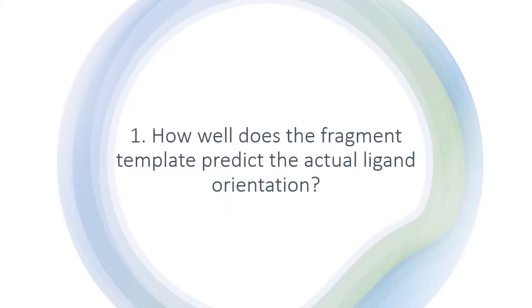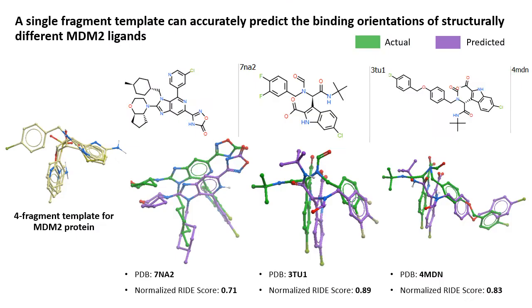First, I looked at how well the fragment template predicts the actual ligand orientation. What I found was that a single fragment template can accurately predict the binding orientations of structurally different MDM2 ligands. Here I have displayed both the 2D and 3D structures of 3 known ligands of the MDM2 protein. From the 2D structures, you can see that the 3 ligands are structurally very different. In 3D, I have shown the predicted orientation of the ligand in purple and the actual orientation of the ligand in green. And you can see that overall the predicted orientation matches up with the actual.